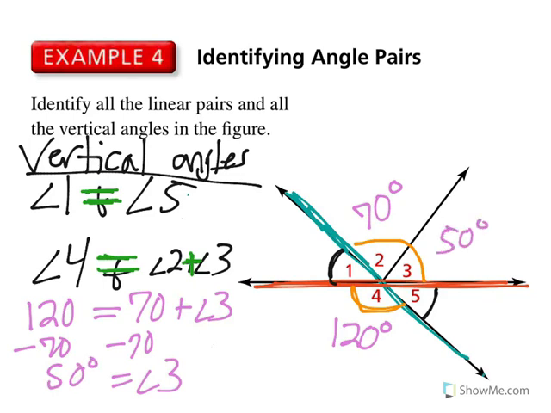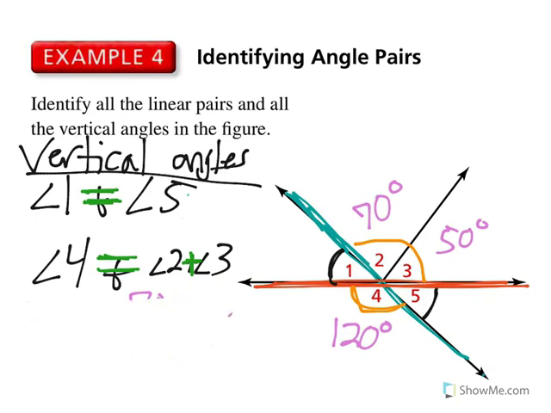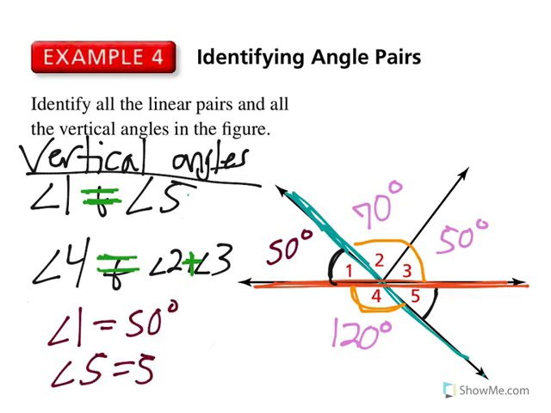Okay, those are things that we could see. Same thing goes for the other way. If I gave you the measure of one of these other angles, say I gave you the measure of angle 1 and it was 50 degrees, then that would mean that angle 5 is also equal to 50 degrees, because it is a vertical angle and they are equal to each other.